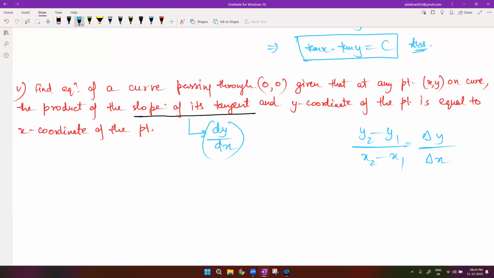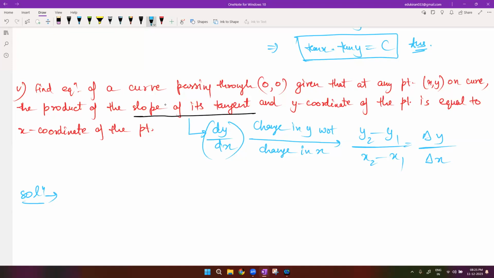So your slope can be written as dy by dx. So always remember, the slope of the tangent is dy by dx. Now let's come to the problem first.